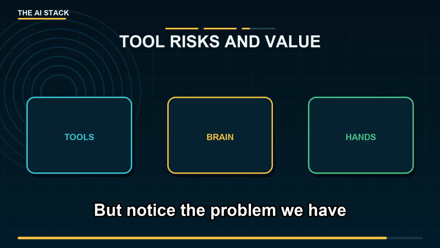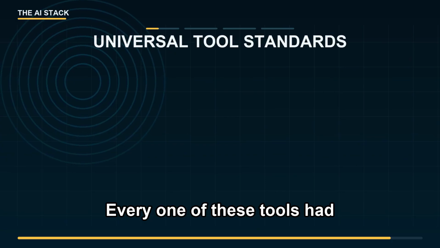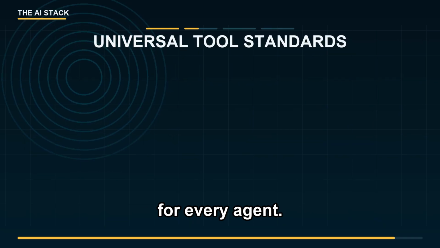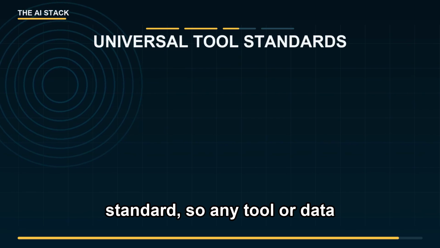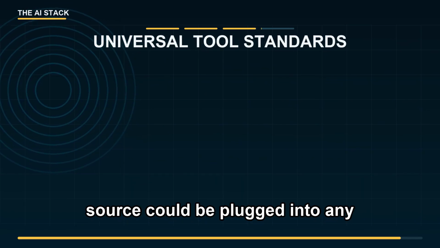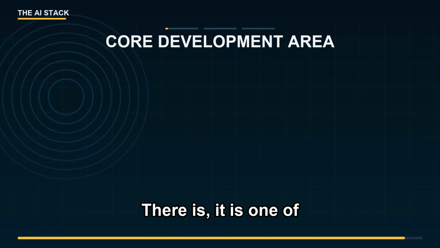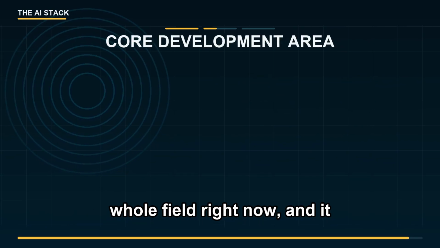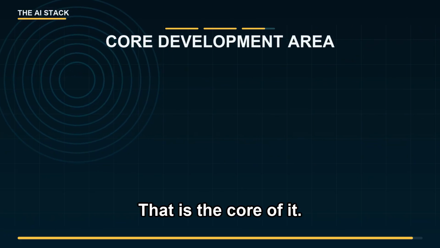But notice the problem we have quietly created. Every one of these tools had to be built and wired in by hand, one at a time, for every agent. That does not scale. What if there were a universal standard, so any tool or data source could be plugged into any AI with no custom wiring at all? There is. It is one of the most important developments in the whole field right now, and it is exactly where we go next. That is the core of it.